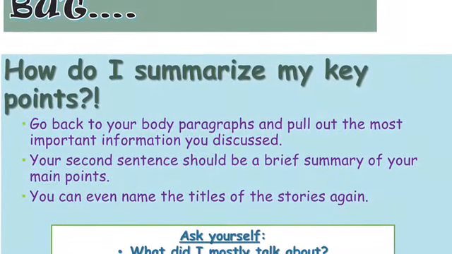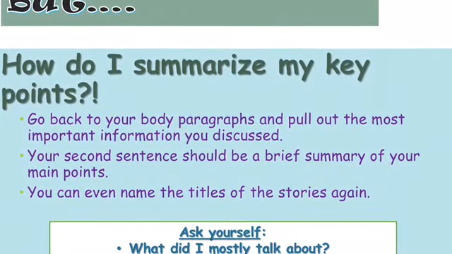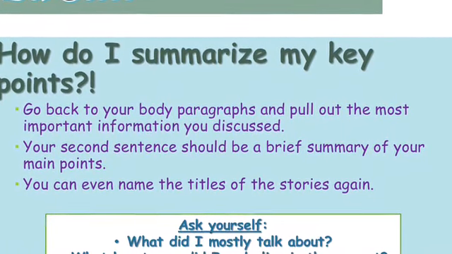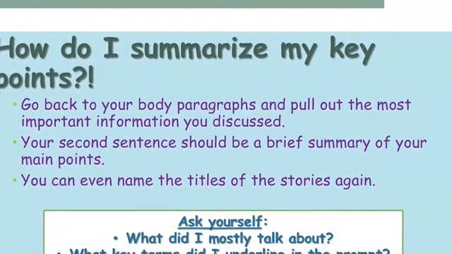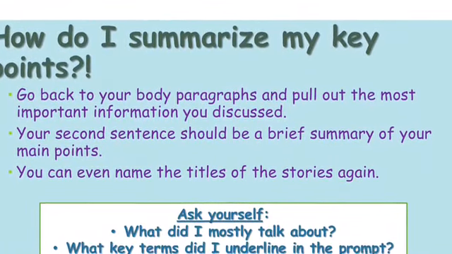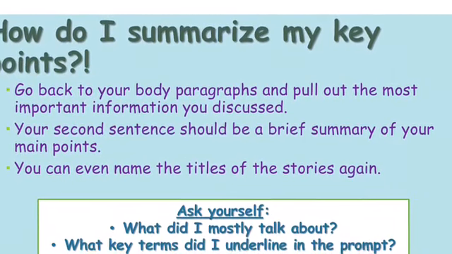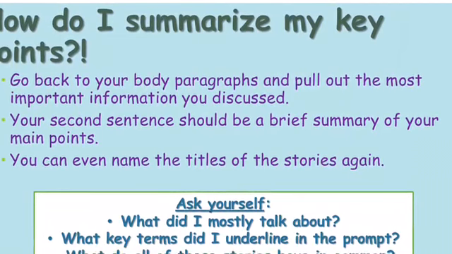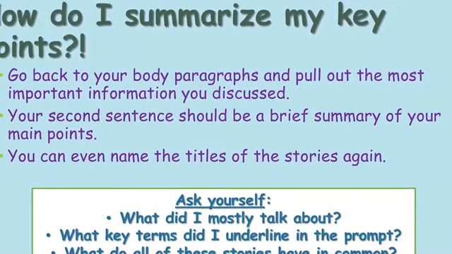The second thing you're going to do in your conclusion is summarize your key points. This means, what did you mainly talk about? For this essay, you mainly talked about literary elements and how they enhance the meaning of the text. So go back to your body paragraphs and pull out the most important information you discussed. Your second sentence of your conclusion should be a brief summary of your main points. You can even say the titles of the story again.